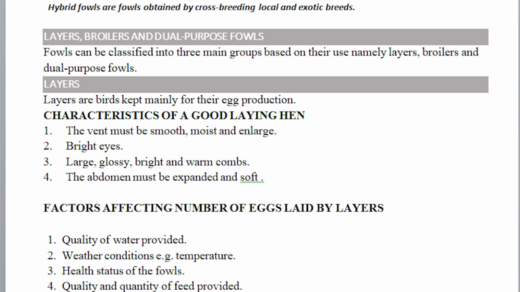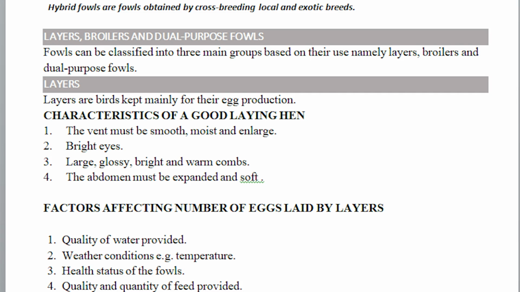Layers. Layers are birds that are kept mainly for their egg production. Let us look at characteristics of a good laying hen. Number one, the vent must be smooth, moist, and enlarged. Number two, they must have bright eyes. Number three, large, glossy, bright, and warm combs. Number four, the abdomen must be expanded and soft.